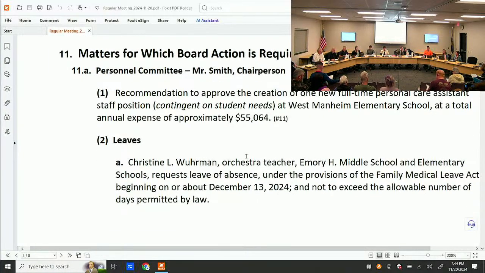Moving on to 11A personnel, Mr. Smith. Thank you. Making a motion to approve the entirety of 11A, that's 1 through 4. Second. Motion by Mr. Smith, second by Mr. Gelsinger. Discussion? It's pretty common stuff. We have some classroom aides, some PCAs, groundskeeper, bus driver, some coaches for the winter time. Pretty standard procedure.